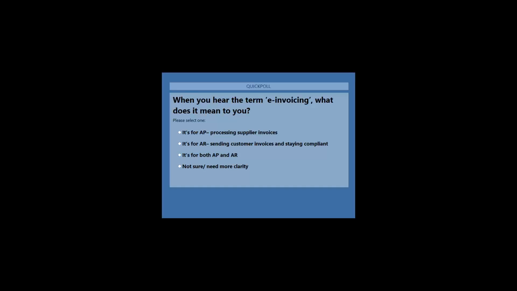Please select one. It's for AP, processing supplier invoices. It's for AR, sending customer invoices and staying compliant. It's for both AP and AR. Or you're not sure and need more clarity. So please go ahead. I'll give you some time to cast your votes.